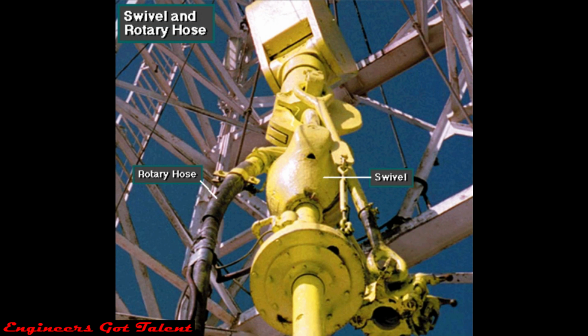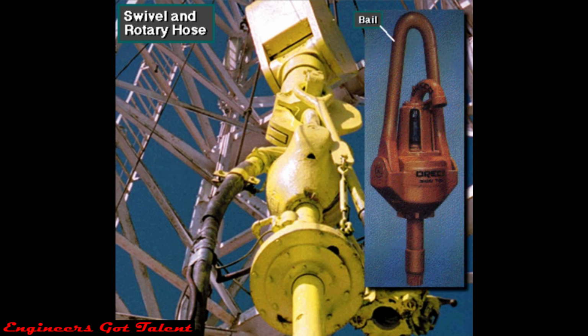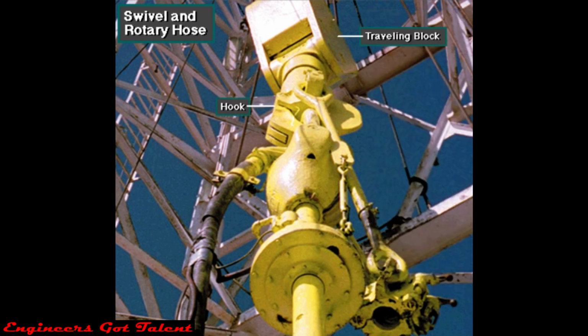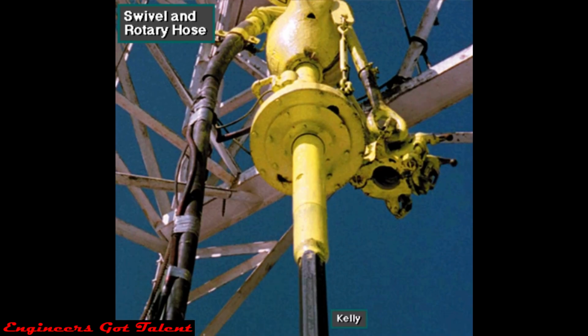A rotary table and Kelly system includes a swivel and rotary hose. The swivel has a bail, like the bail or the handle on a bucket, only much larger. The swivel bail hangs from the hook on the traveling block. The swivel allows the attached Kelly and drill string to rotate.